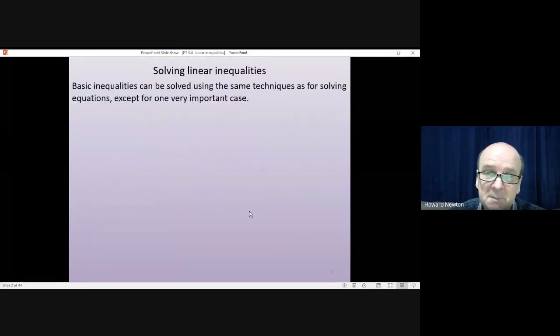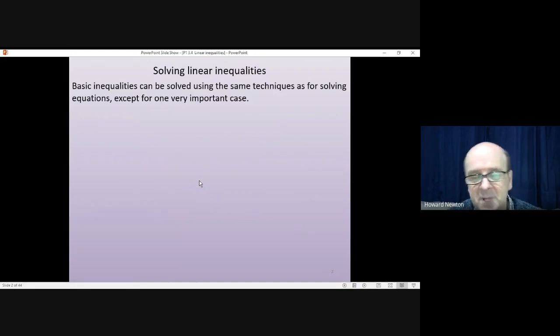Now, the first thing to be said about certainly basic inequalities, you can use exactly the same techniques as you would use for solving an equation. Now, there is one very important case when you can't do that, but in general, the techniques that work for normal equations, they still work for inequalities. You've just got to change the sign from equals to less than or greater than.